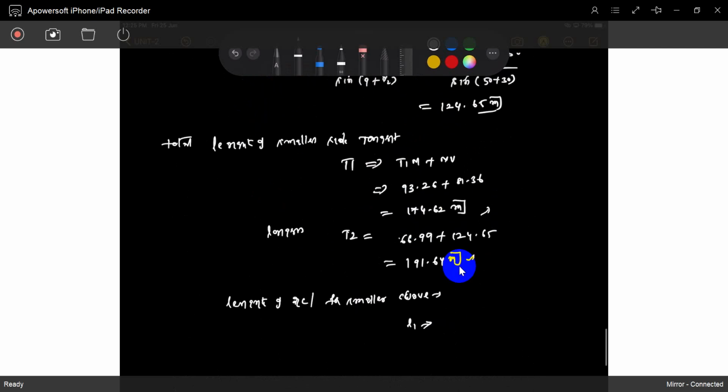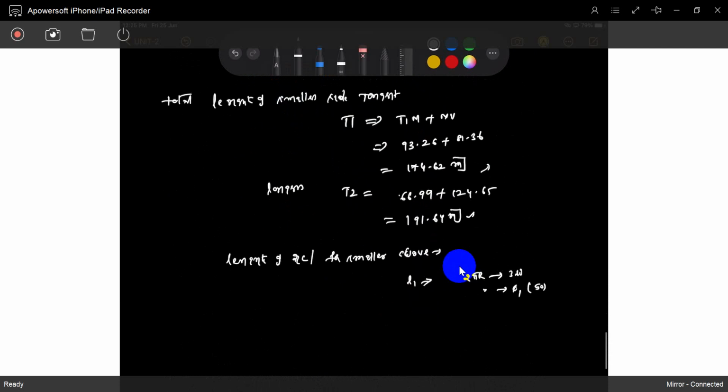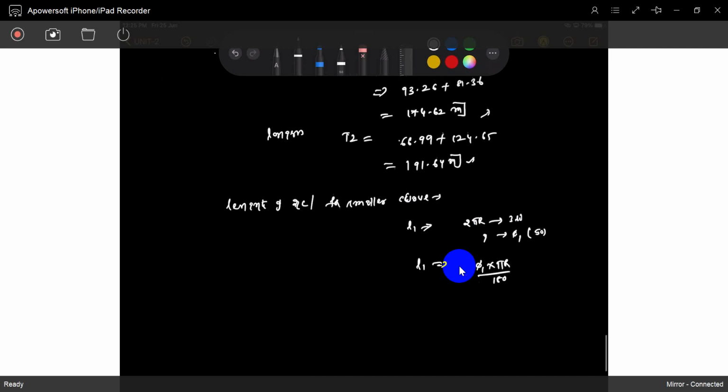We already said that for 2 pi r it is 360 degrees. For phi 1 it is pi r divided by 180. That is L1. So what is the value? Phi 1 is 50 degrees, divided by 180, and R is R1, which is 200. This is 174.53 meters.